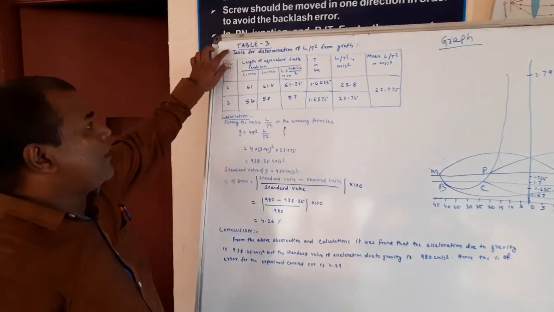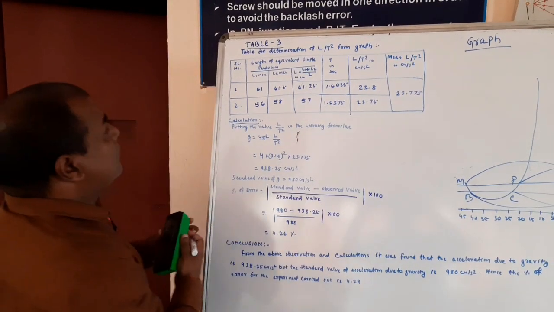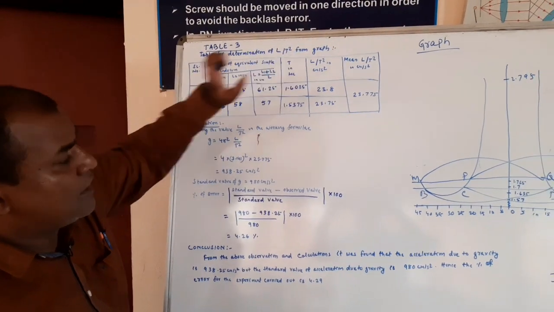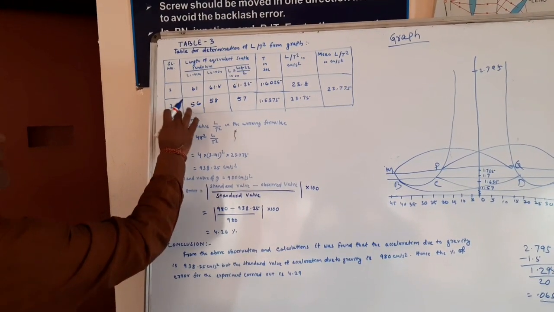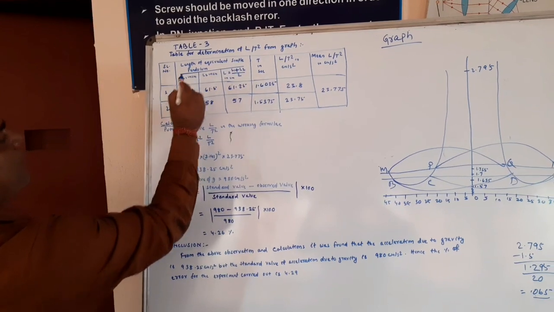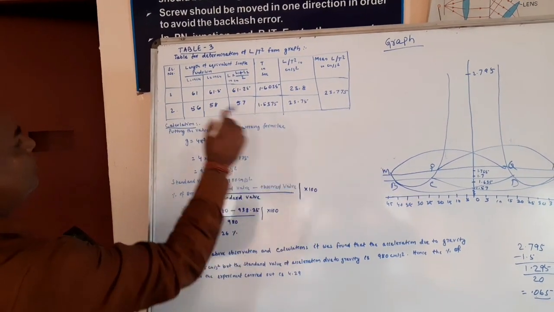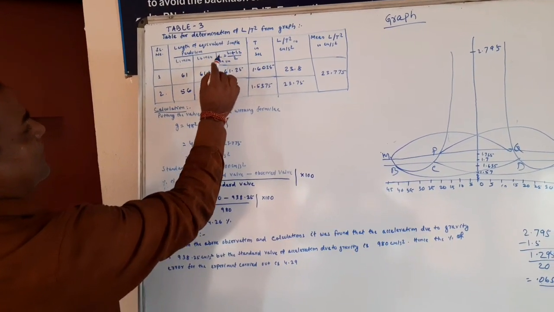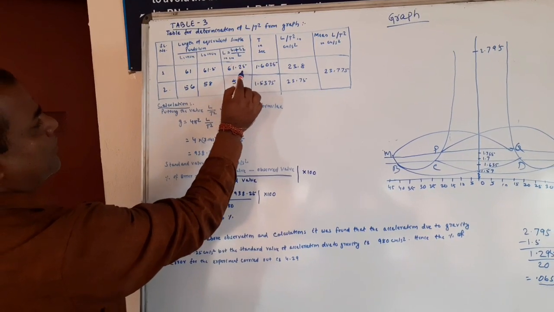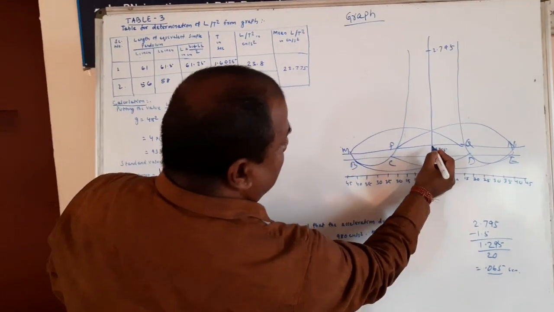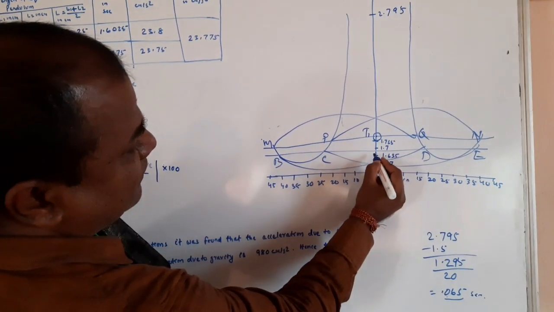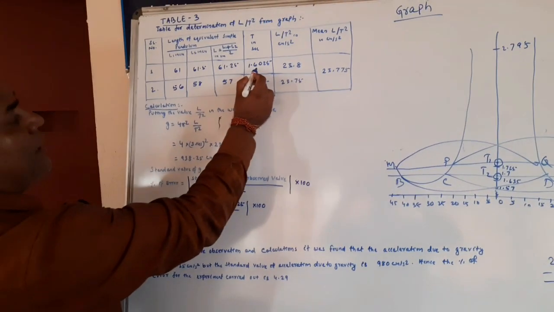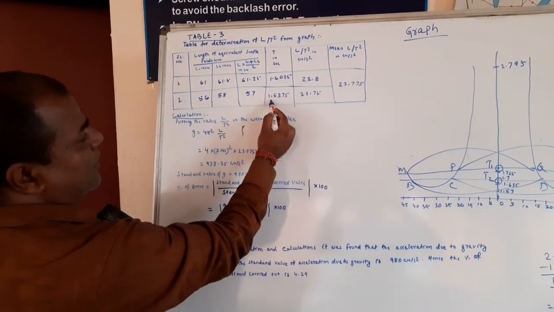Then we will go to table 3. Table 3 is the table for determination of L by T square from the graph. Serial numbers 1 and 2, that is the length of the equivalent simple pendulum, L1 in centimeter, that is MQ, 61, L2 in centimeter, that is 61.5, then capital L is (L1 plus L2) by 2, 61.25. This point is T1 and this point is T2. So this value is 1.6025 and T2 is 1.5375.